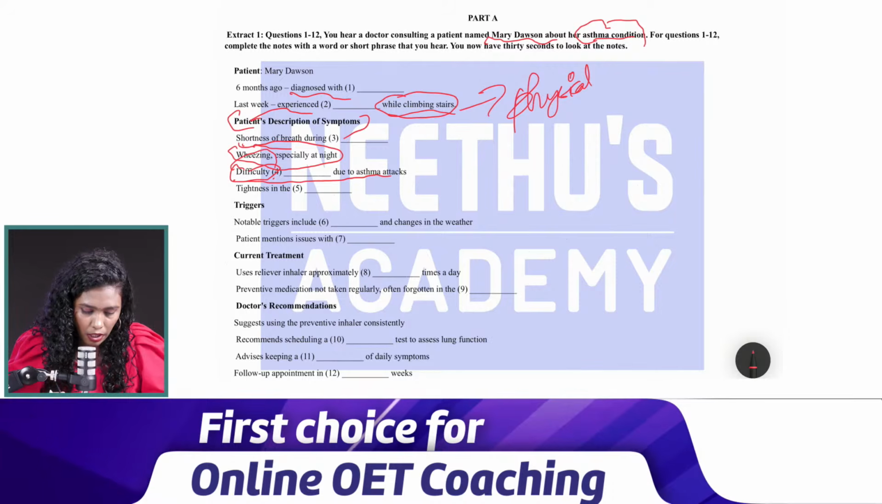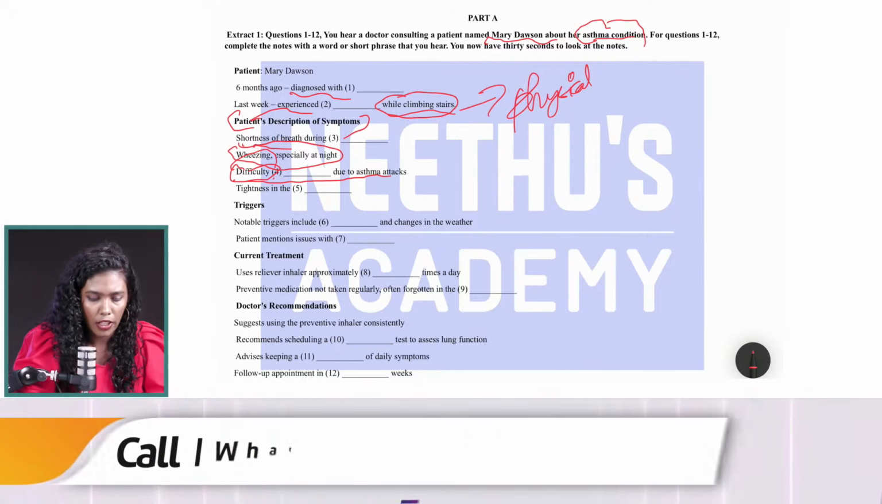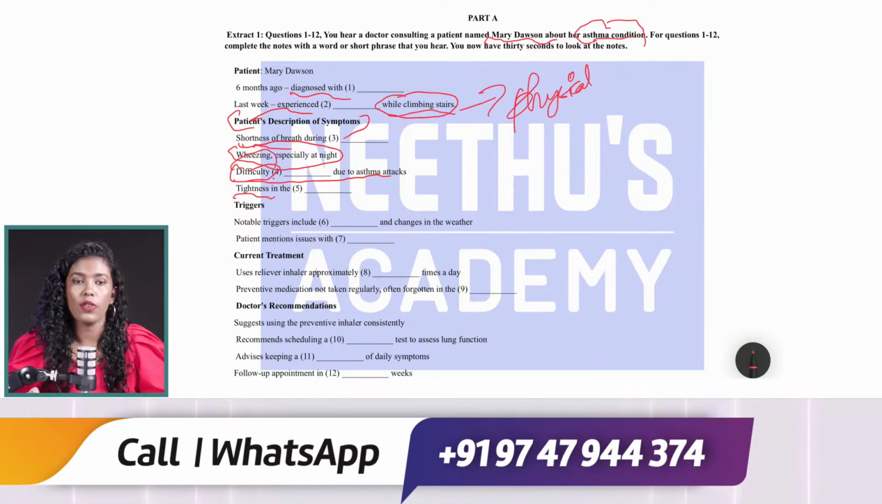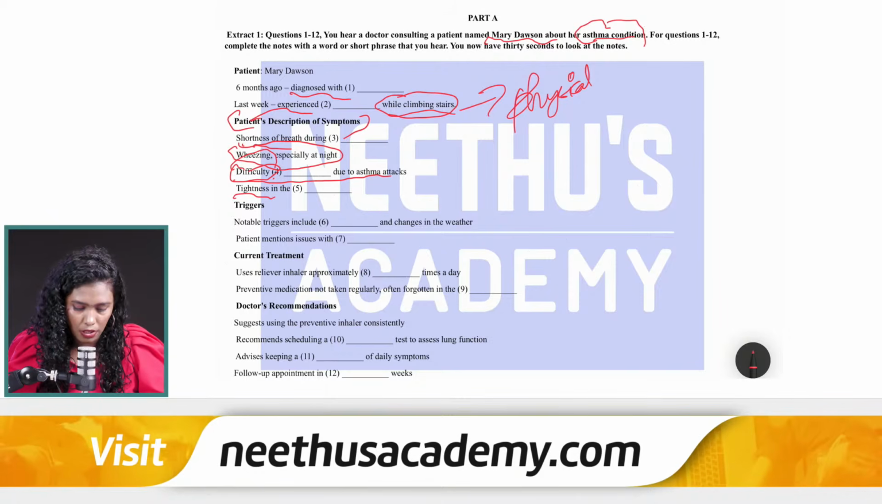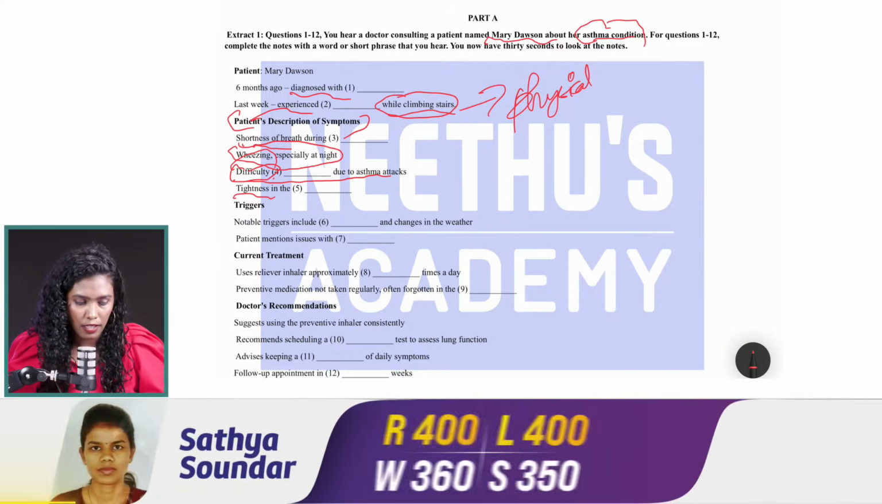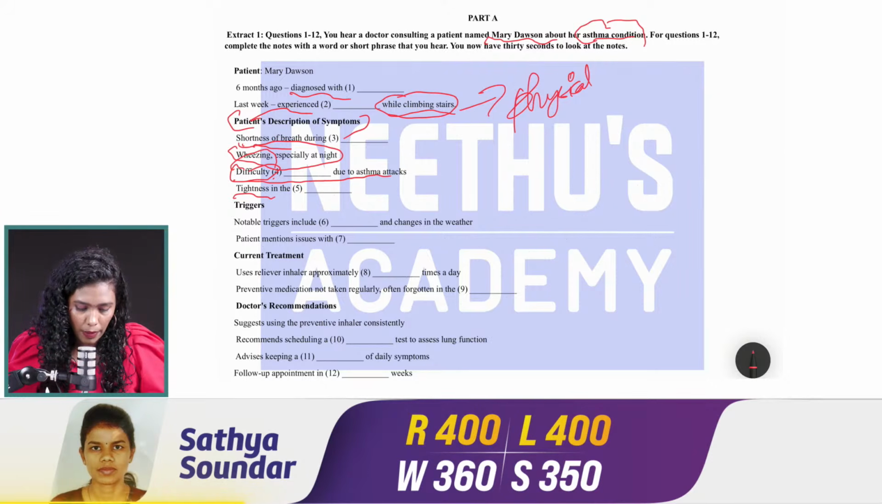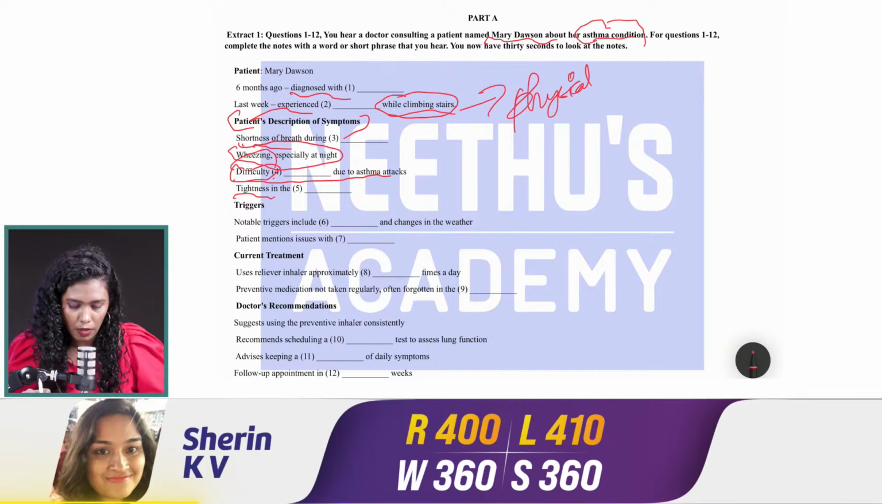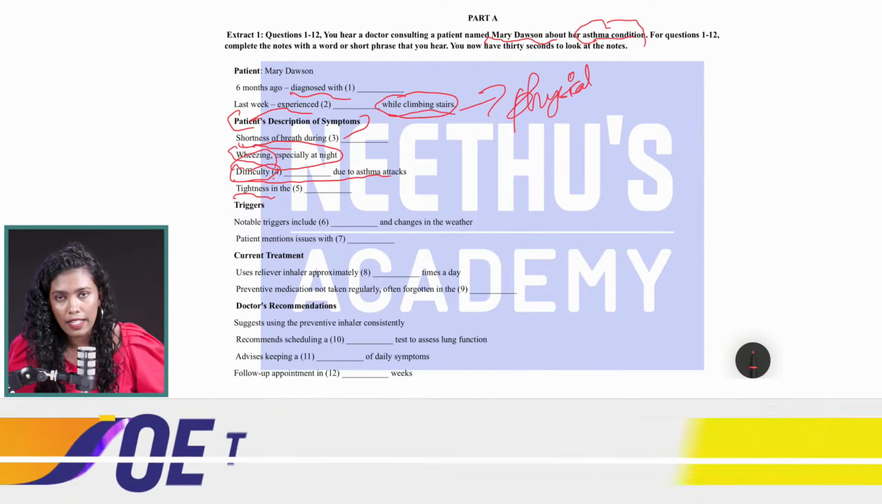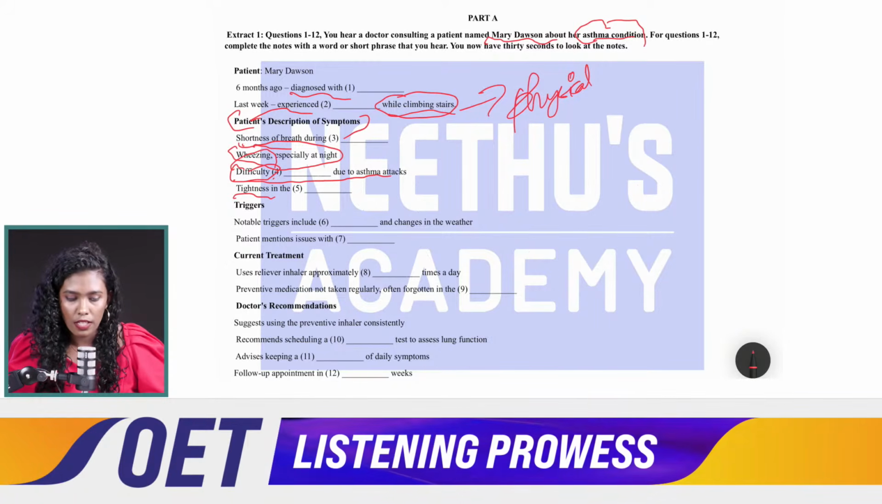So first of all, we can only go for a keyword here, that is tightness. Is there any particular information that you are planning to anticipate here? Tightness in the dash. What can be something? Chest. Yes, Banu, that can be chest, because as it is asthma, what you can actually expect is a body part which is mentioned that can be related to any respiratory distress. So you can always expect that can be chest.